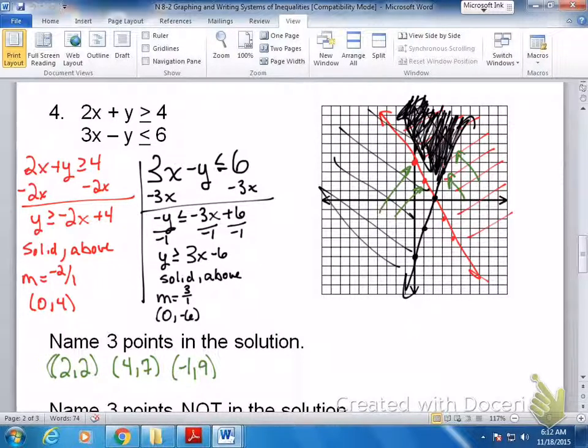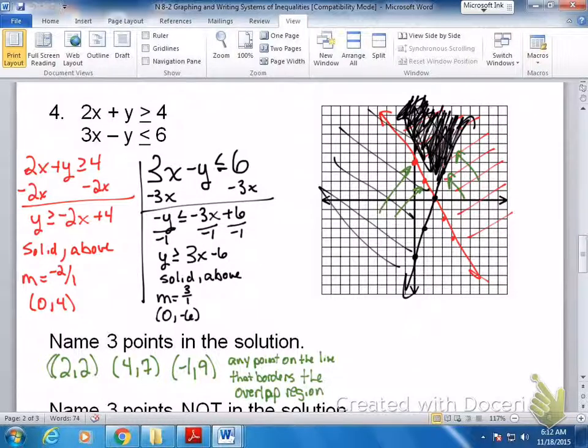Remember, if these were dotted lines, though, those points wouldn't work because those have to be greater than the line. So what I did on this one was I just picked any point on the line that borders the double shaded area, or the overlap region. Sorry, sometimes my pen cuts out.